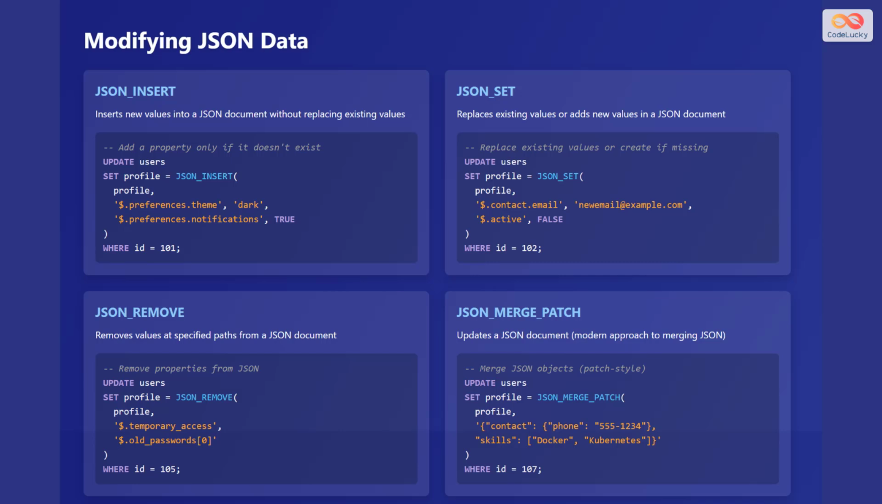JSON_merge_patch updates a JSON document, which is a modern approach to merging JSON. This query merges the contact information and skills into the user's profile.